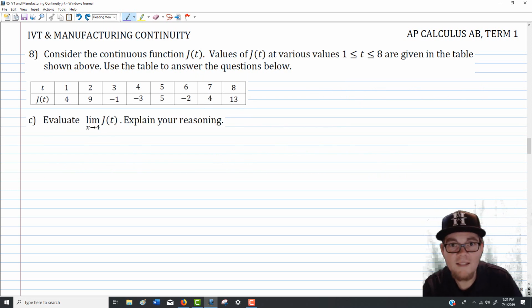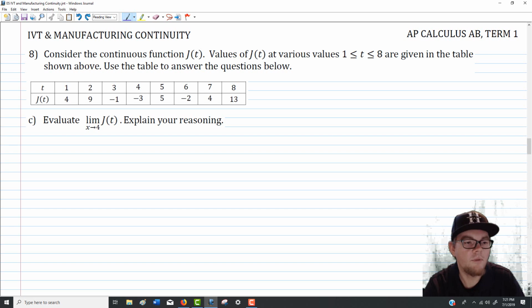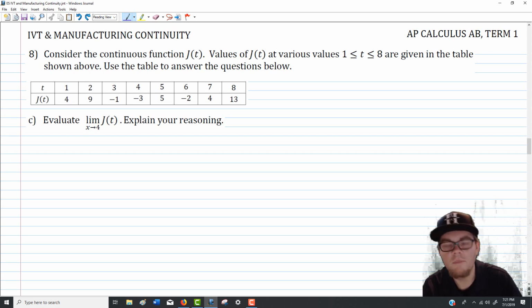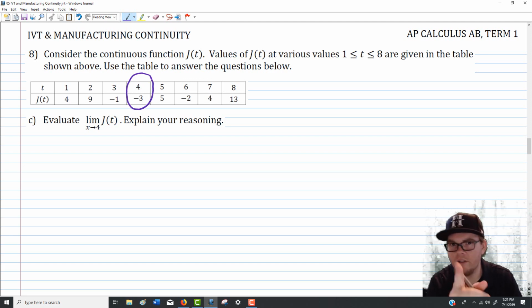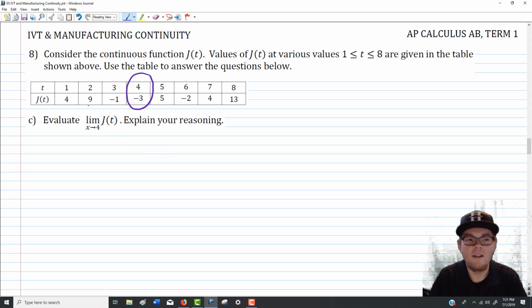Okay, that brings us to question 8c, another new question that I'm pretty proud of asking, even though it's very simple to do. The question for 8c says, evaluate the limit as x approaches 4 of j of t. Explain your reasoning. I should probably say provide a reason for your answer, but whatever. So in here, the limit as x approaches 4 of j of t. So there's 4 in our table. You're probably thinking, oh no, it's a trick. He's going to trick me. We're not supposed to know anything about that specific point, or that specific point doesn't tell us anything about the general behavior. While I agree, and that is absolutely true, we have one new thing that's here.